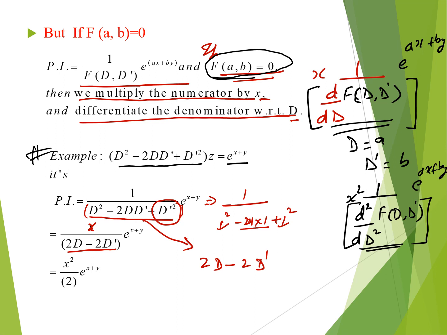So we again multiply with x, then the x is equal to x square. The numerator x is converted into x square, and differentiating this term with respect to D, we get only 2, because the differentiation of D dash is 0, because D dash is a constant, and the differentiation of this term is equal to 2. Now finally the PI is x square upon 2 e to the power x plus y is the PI.